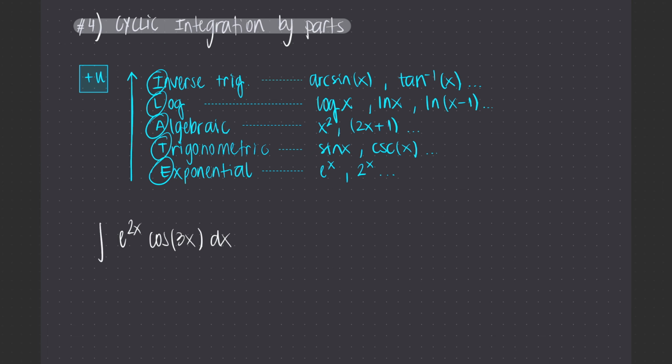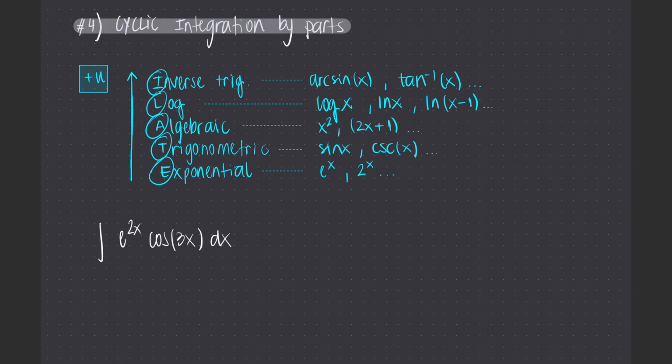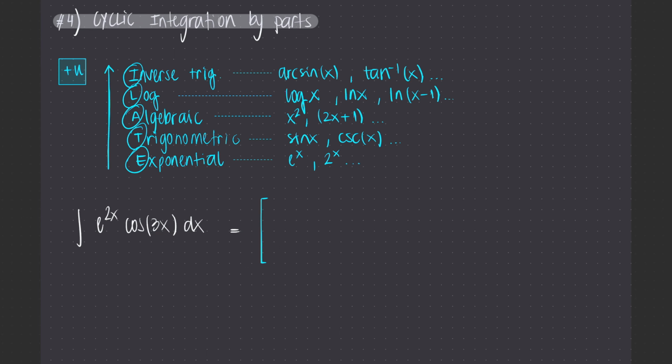Now, given that we're mixing the lowest priorities for choosing u, if you're mixing these two, it doesn't really matter what you call u and what you call dv. If you choose your u to be e to the 2x, or you choose it to be cosine of 3x, in both cases, it will work. I'm going to choose u to be cosine of 3x. Therefore, and careful because we need to use the chain rule, we have du equal to negative sine of 3x times 3. So don't forget about this 3 over here.